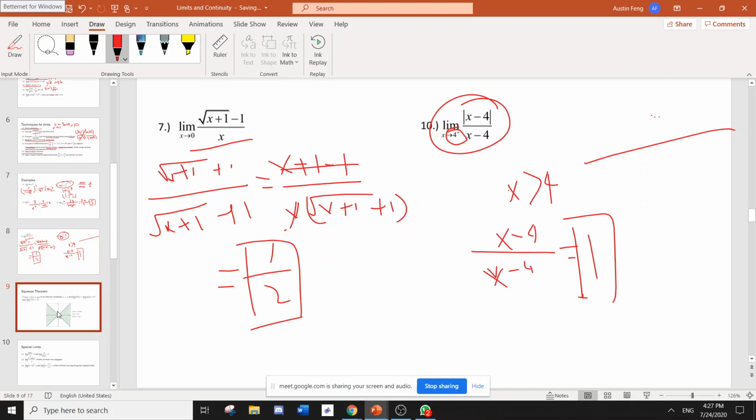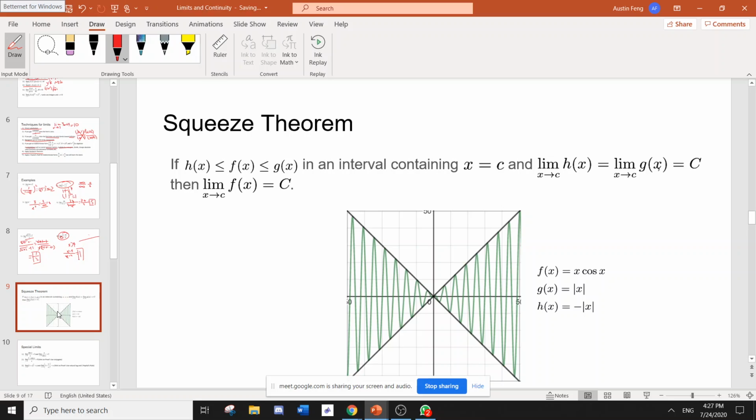Next, we're going to learn about the squeeze or the sandwich theorem, and that is technique number 6 from earlier. This isn't really common in the exam, but you should just know it because it's in the curriculum. So let's say you have 3 functions, where h of x is less than f of x is less than g of x in an interval that contains x equals c. And the limit of h of x is equal to the limit of g of x, which is equal to c. Then we see that the limit of f of x must equal c.